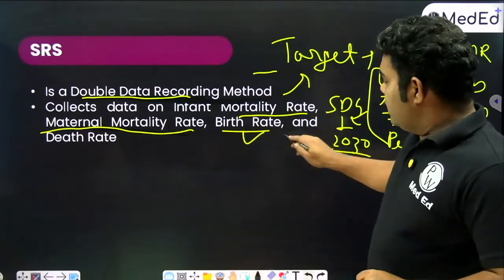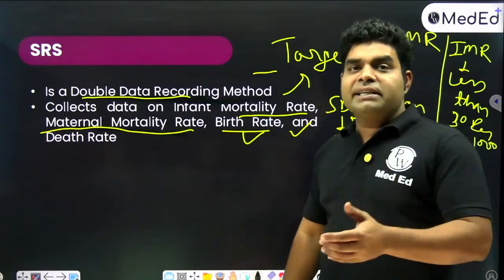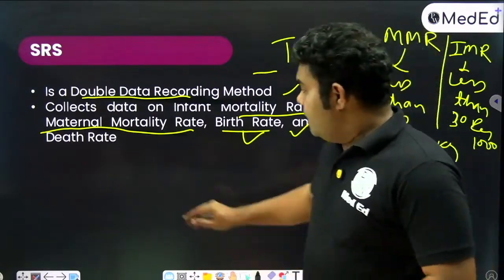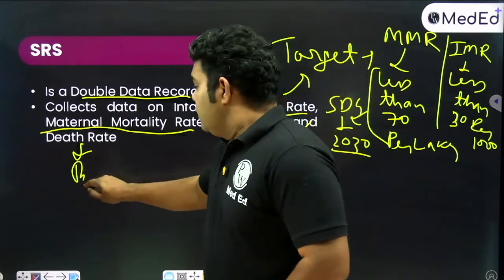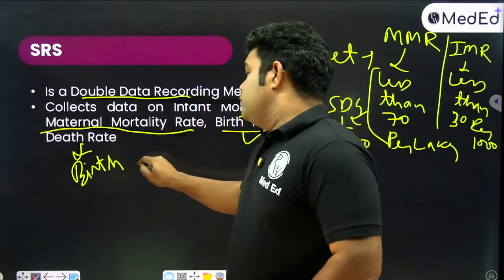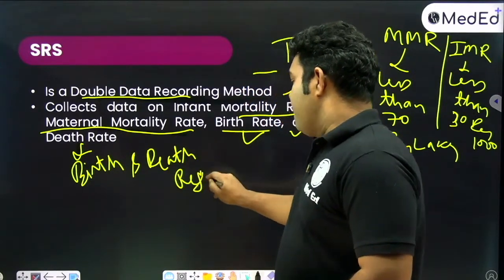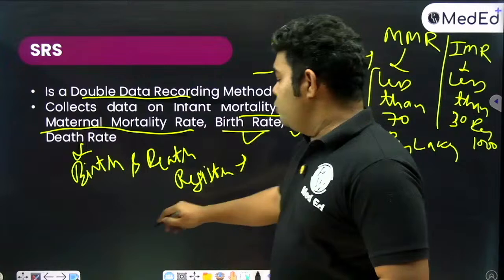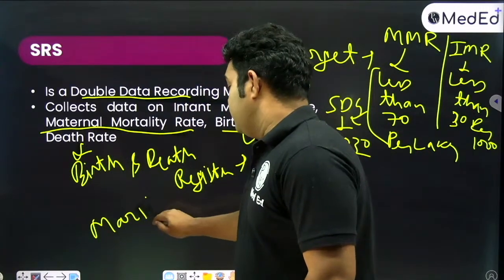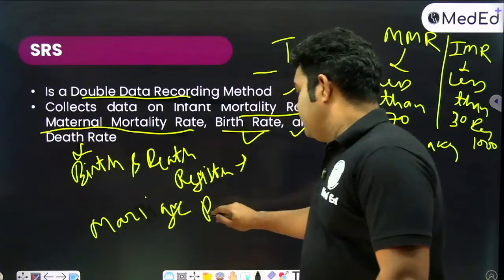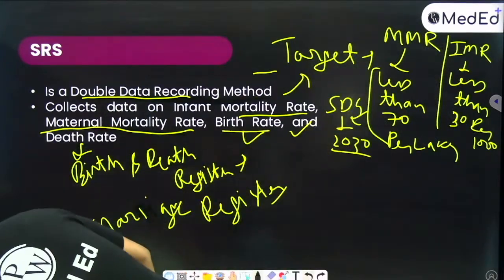They ask one more question from here: if you are in a rural area, are birth rate and death rate data reported at the subcenter, PHC, or CHC? Where do they report birth and death? And where do you register marriage? These two questions have come. So let's check it out. Can you guess or tell me the answer? Let me check out the responses.